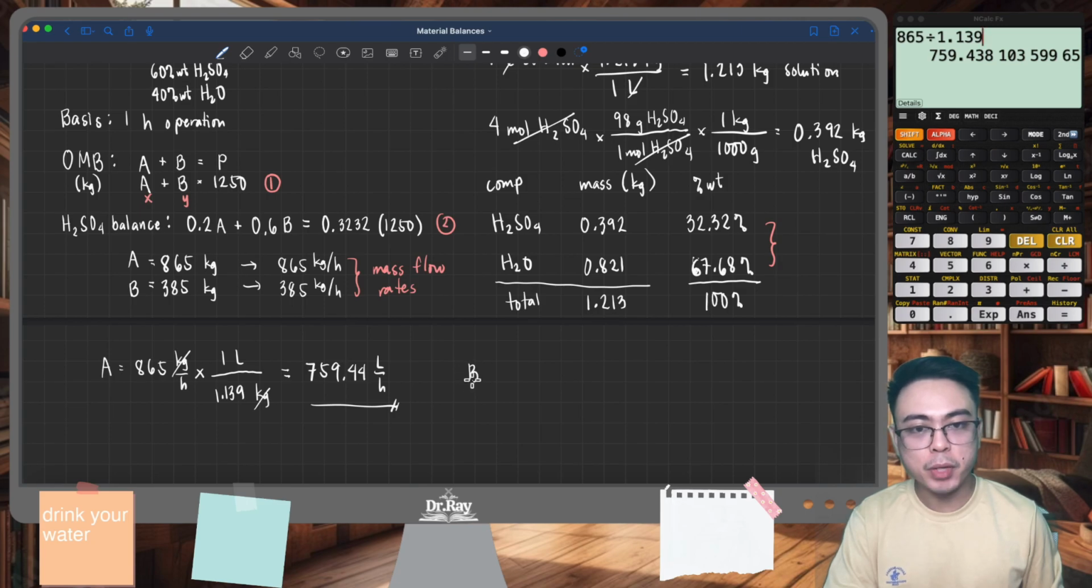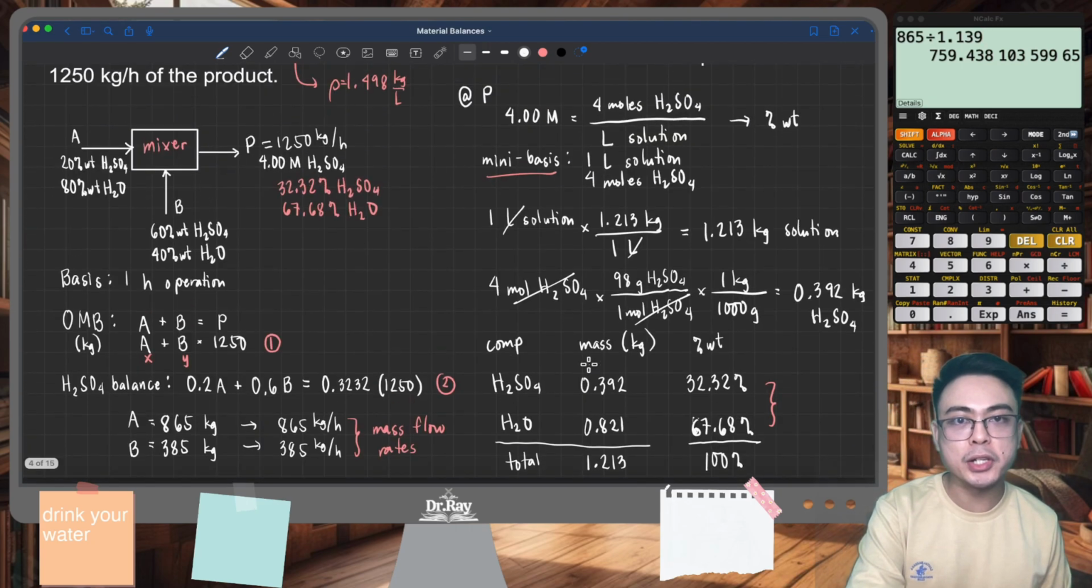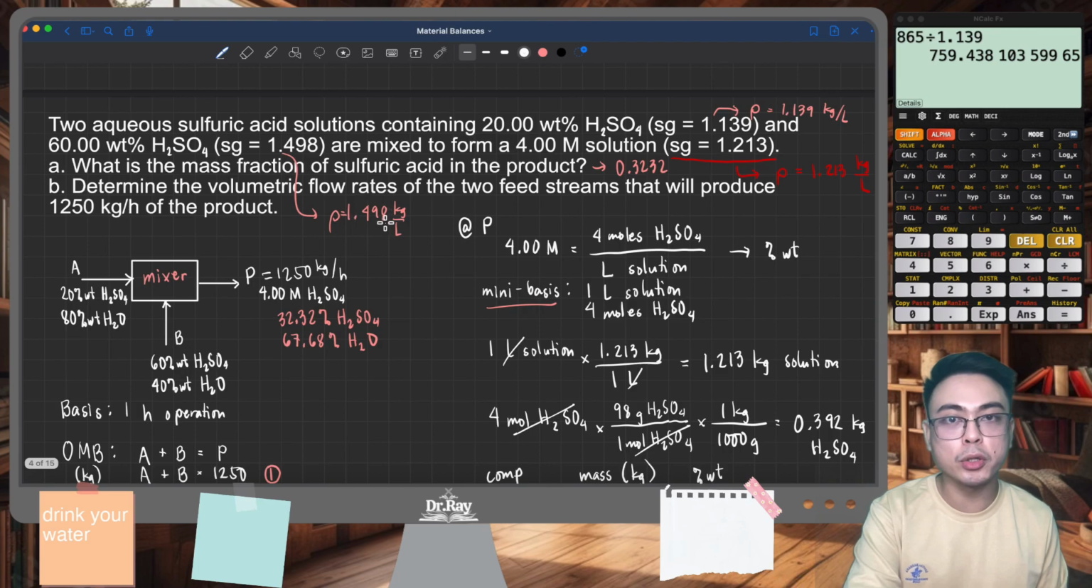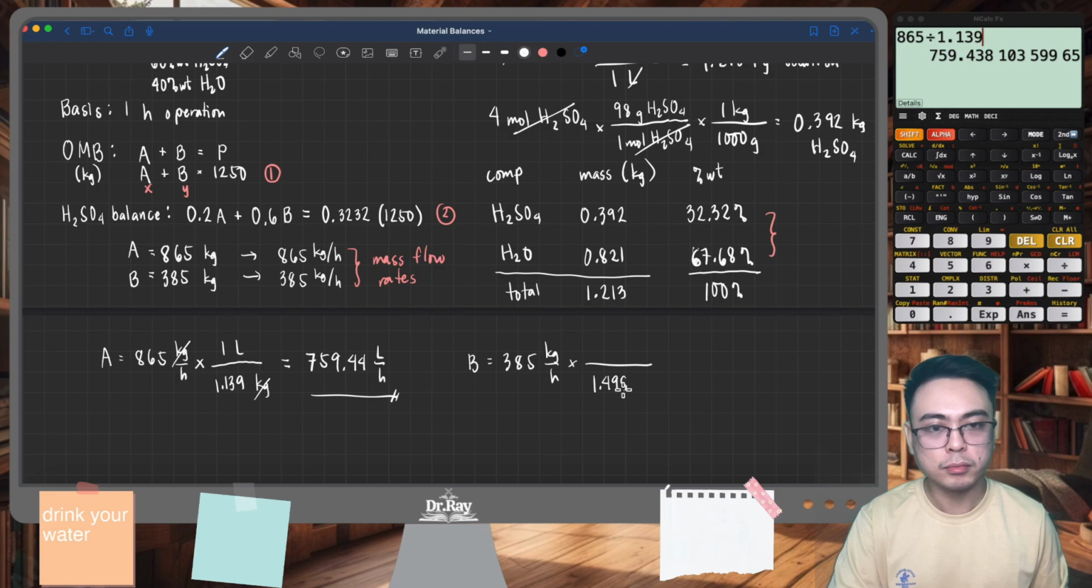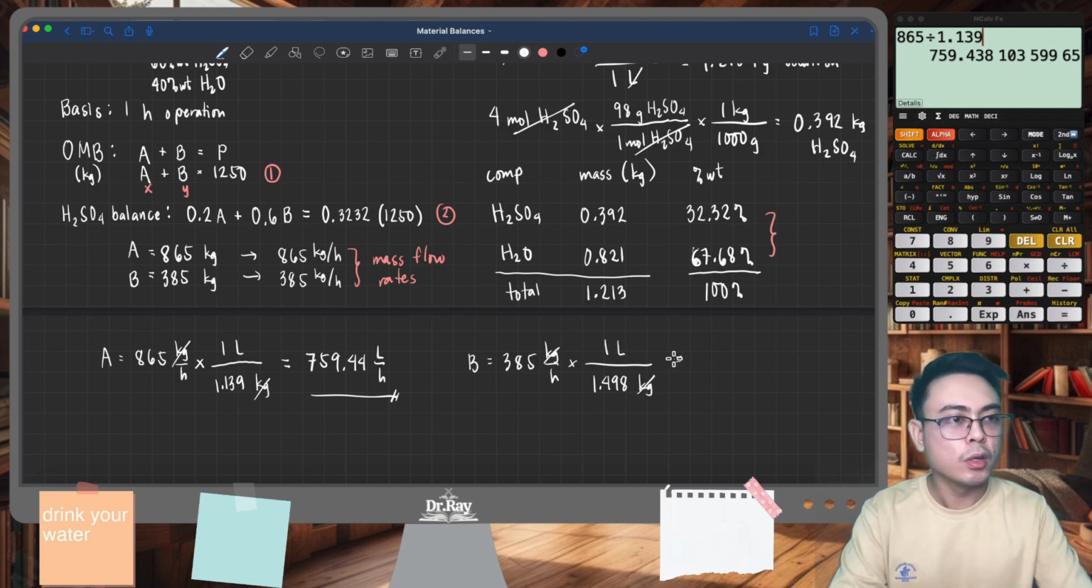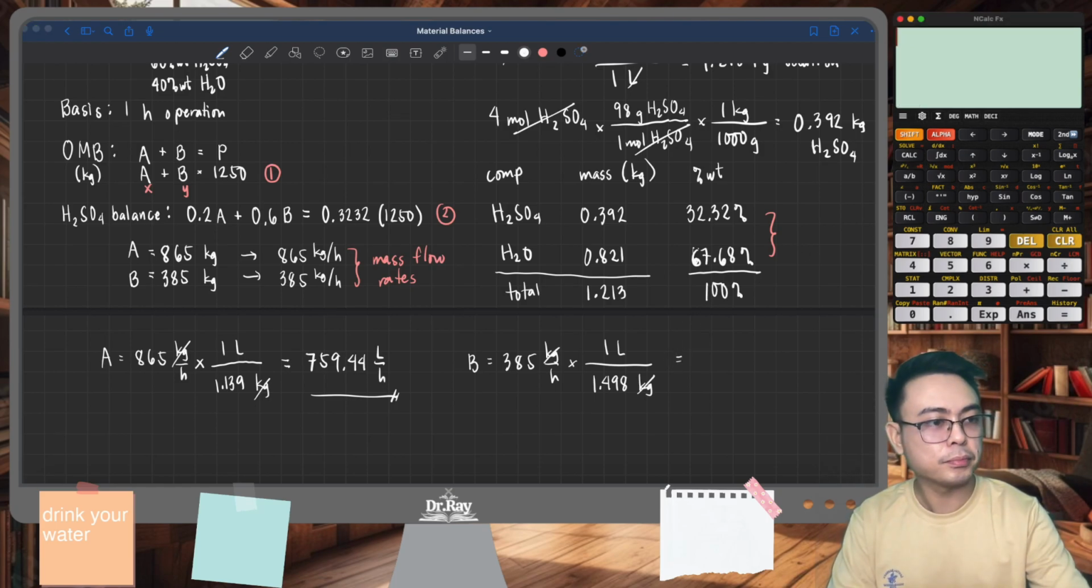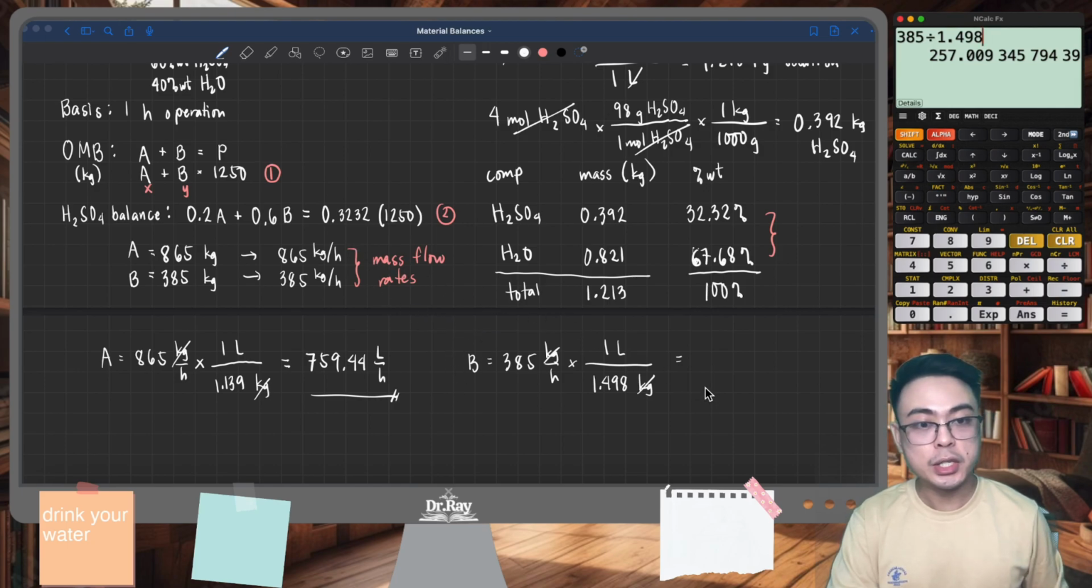Do the same for stream B. With the mass flow rate of 385 kilograms per hour, we divide as well by the density, but the density of stream B is different. It's 1.498 kilograms per liter. Kilograms will cancel, and you can calculate. That's 385 divided by 1.498. I'm getting 257 liters per hour.